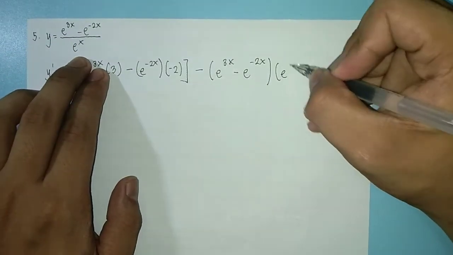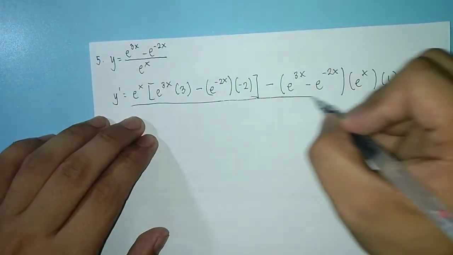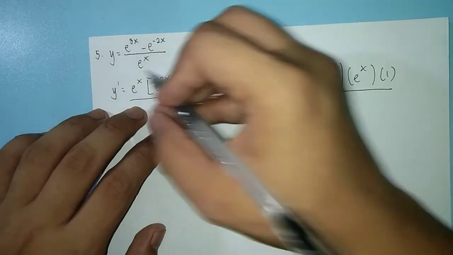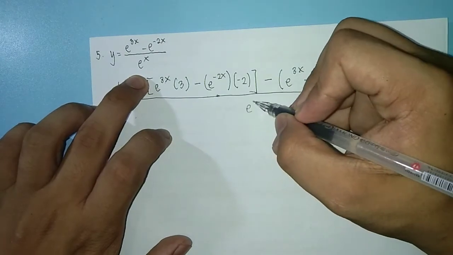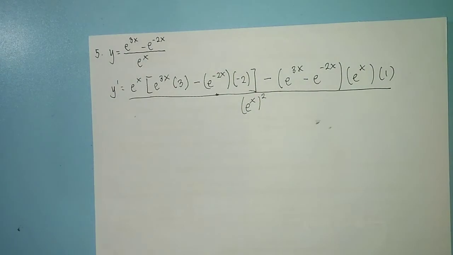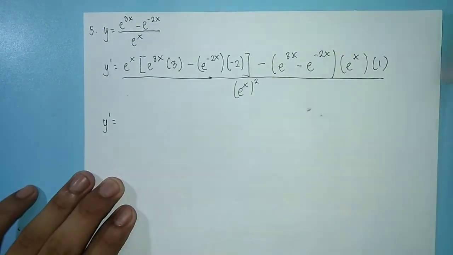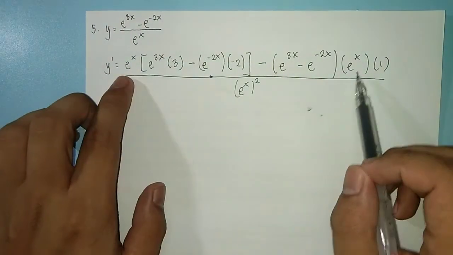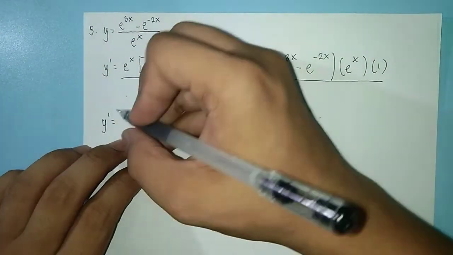That is e raised to x, derivative of x, that is 1, all over the square of the denominator. So that is e raised to x quantity squared. Okay? So now, i-simplify na natin. I-factor out natin tong e raised to x. So meron tayong common factor na e raised to x.